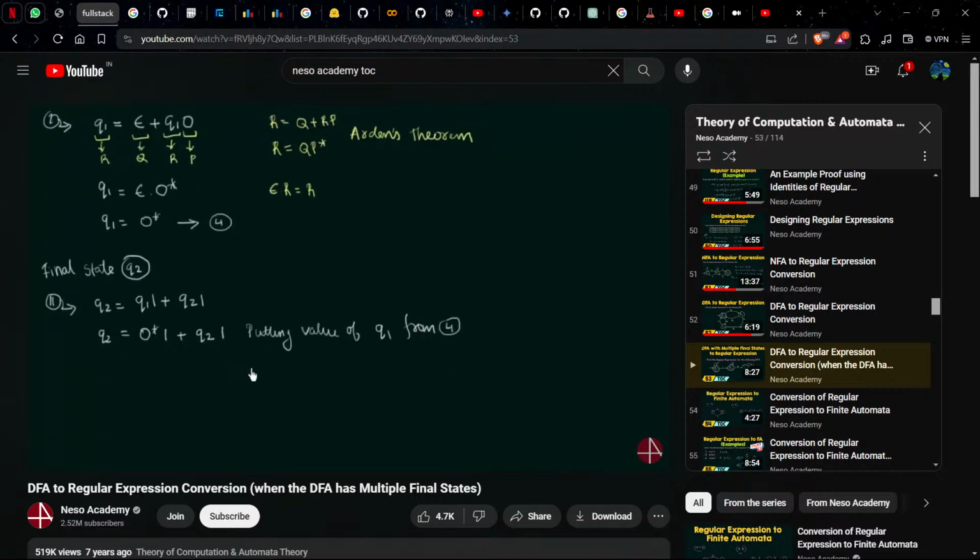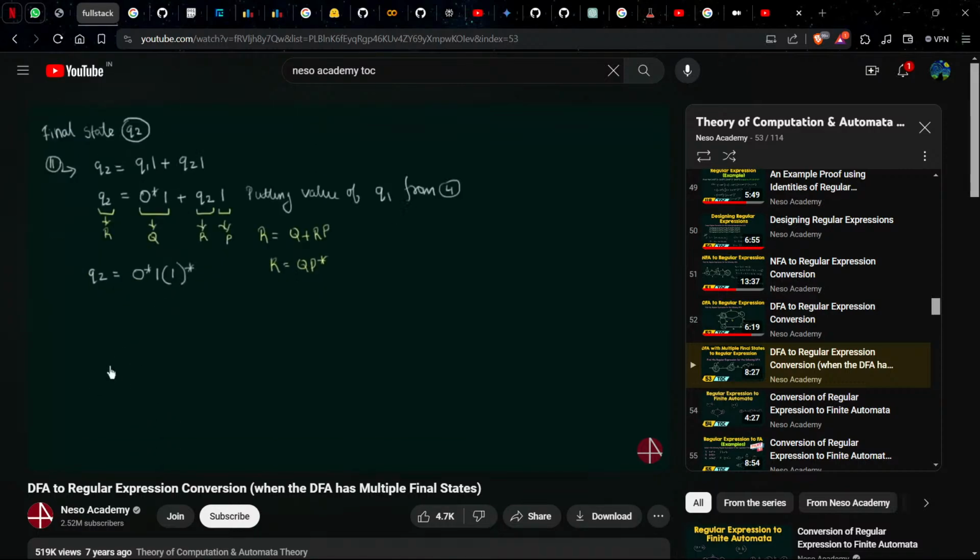Now we see that this equation is also of the form r equal to q plus rp. How? This q2 will be r, this whole term 0 star 1 will be q, and this q2 right here is my r as I said, and this 1 over here will be p. So this can be written as r equal to qp star by Arden's theorem. So r is q2 equal to qp star. What is q? 0 star 1, and p star, what is p? p is 1, so 1 star. So this is the regular expression for the final state q2.